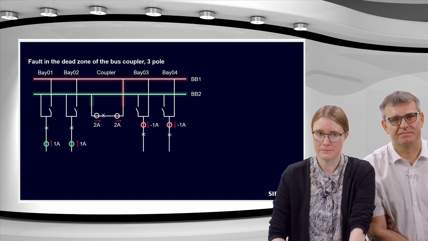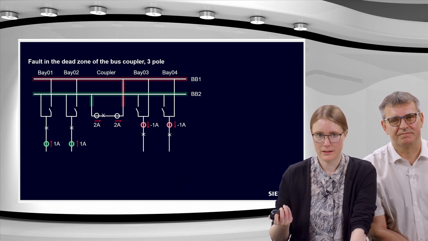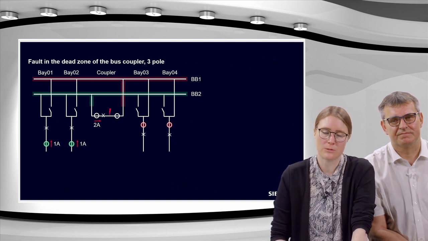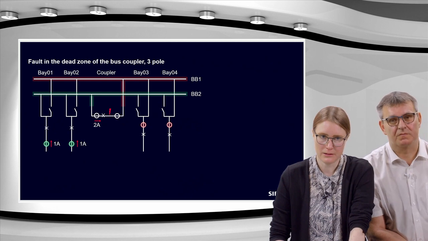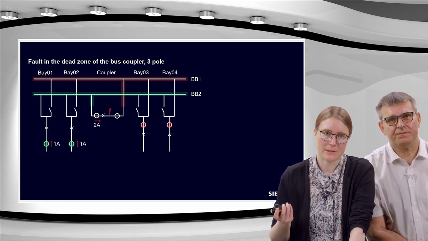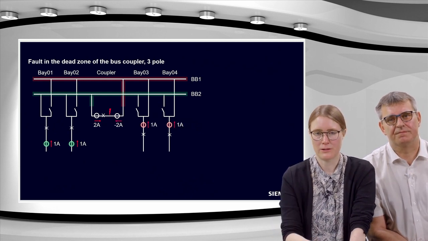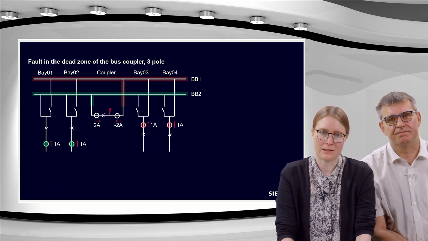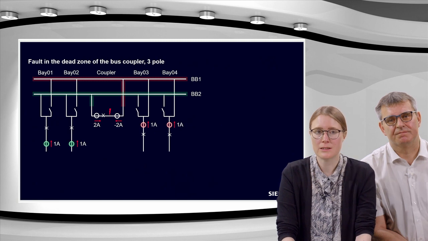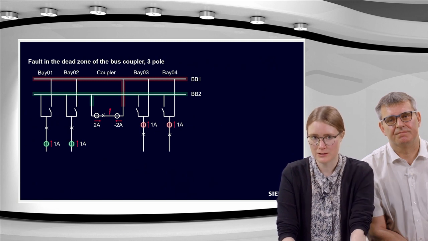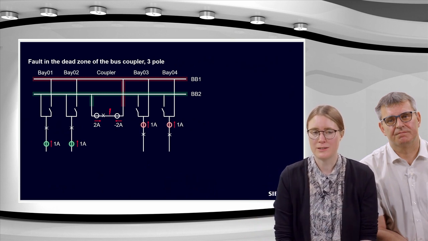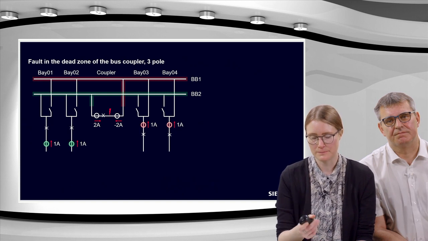And now let's assume there is a fault here on this position, so between the two CTs in the coupler. And this means here is the fault, so the current is flowing towards the fault. So now the direction in bay 3 and 4 and in the right coupler CT changes. And now from both directions the current is flowing again towards the fault here. And this is happening 3-pole.